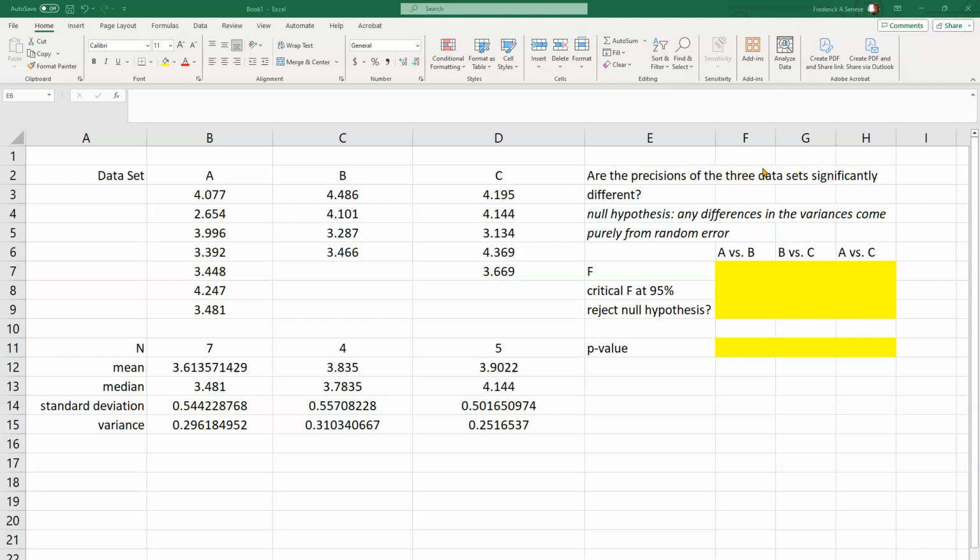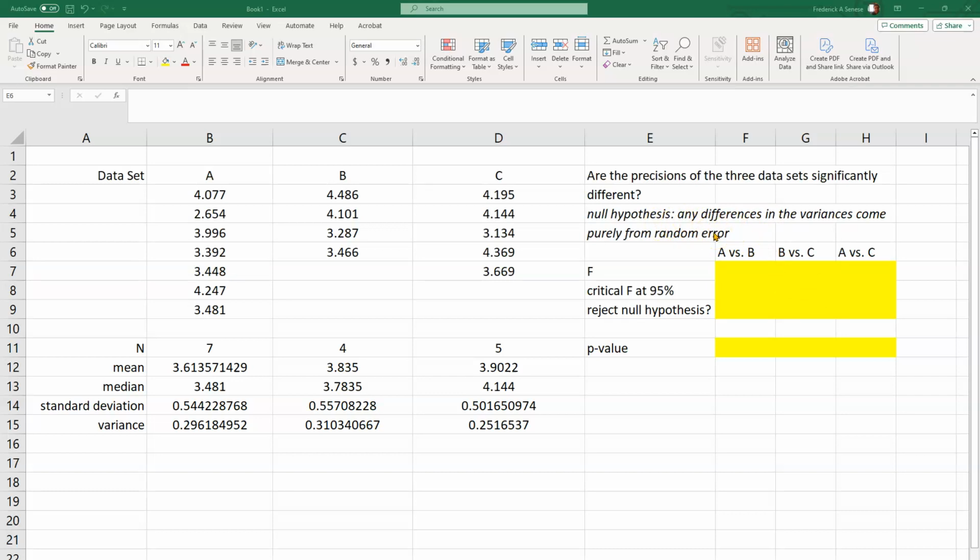We have to be clear on what our null hypothesis is here. Our null hypothesis is that any differences in the variances come purely from random error and nothing else, that we don't have some outside factor that is making the variances different. So we want to see if we can reject this null hypothesis.